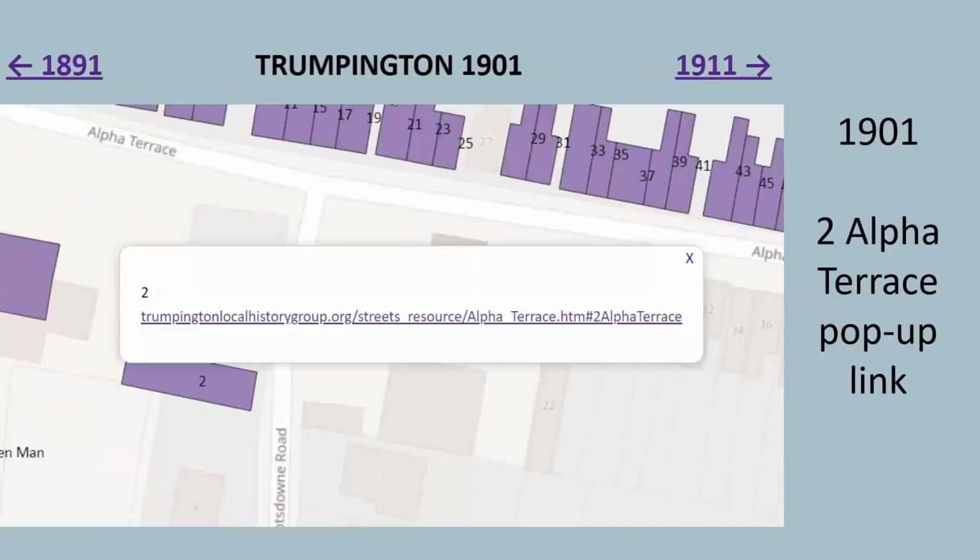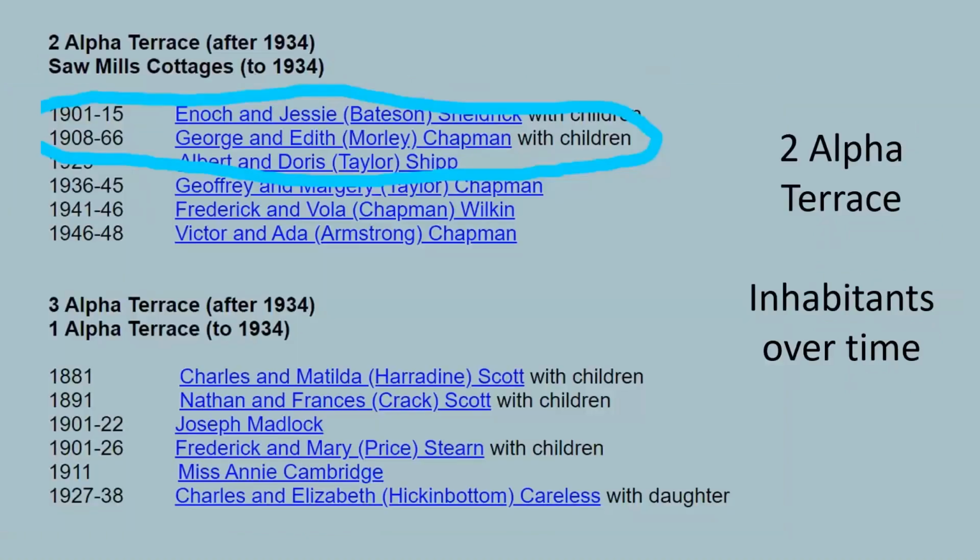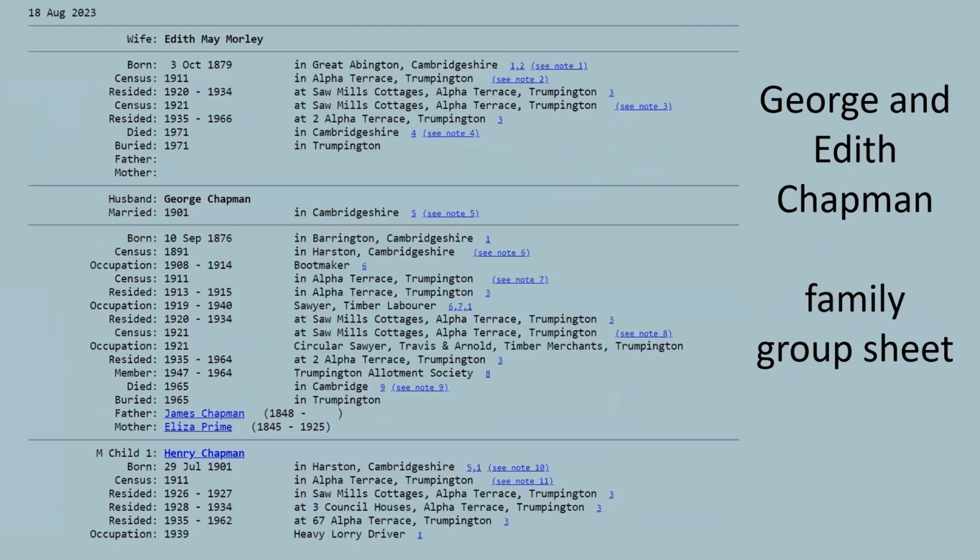Click on that, and you get a pop-up. Click on the link in the pop-up, and it takes you to the people who live there. Click on the individual family, and you get that family group sheet that I showed you earlier.